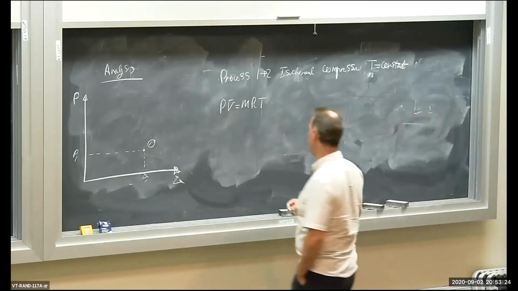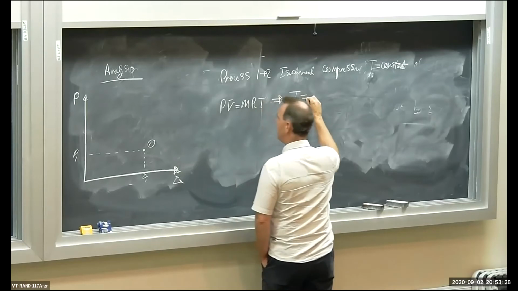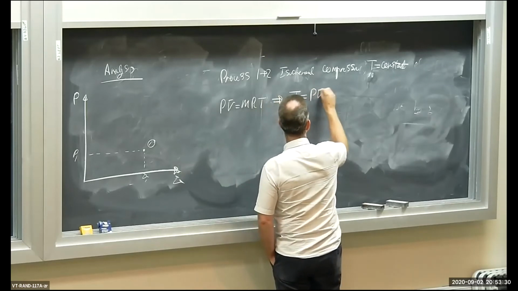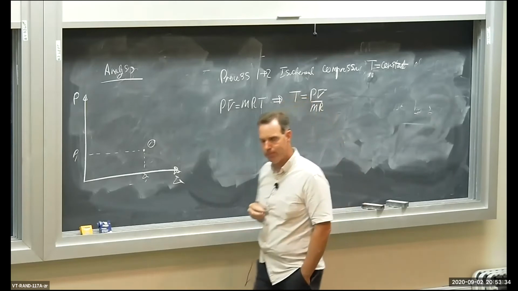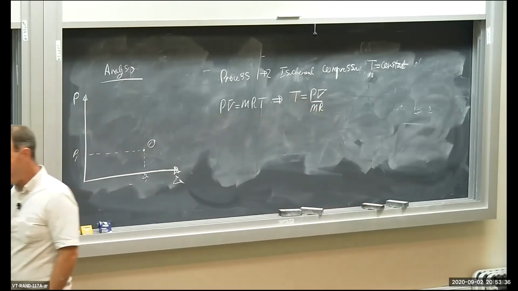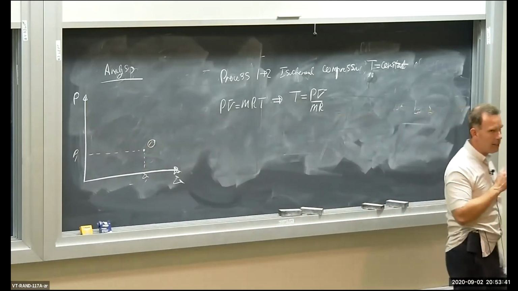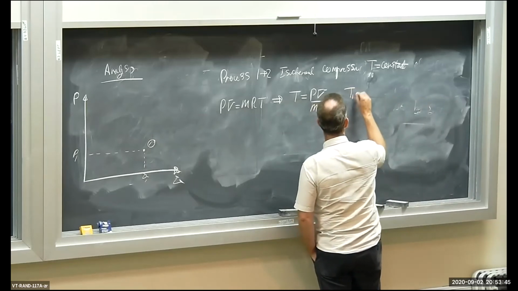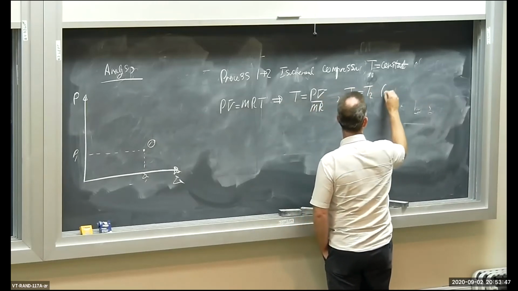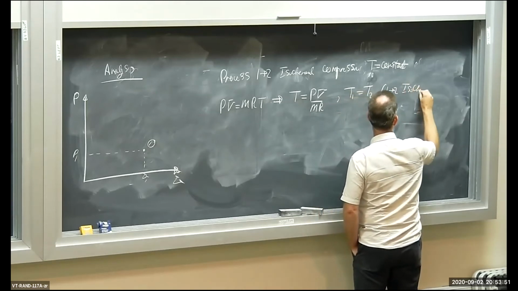Now, let me solve this for temperature. Temperature equals PV over mR. Okay? Now, the process is isothermal. That means T1 is equal to T2. So note, T1 equals T2 because process 1 to 2 is isothermal.